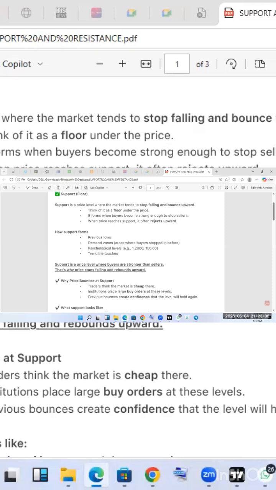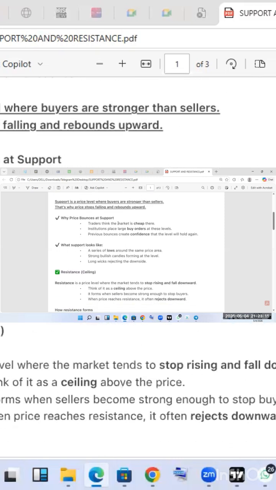Support is a price level where buyers are stronger than sellers. That's why price stops falling and rebounds upward. Why does price rebound at support? Traders think the market is cheap there. Institutions place large buy orders at this level. Previous bounces create confidence that the level will hold again.